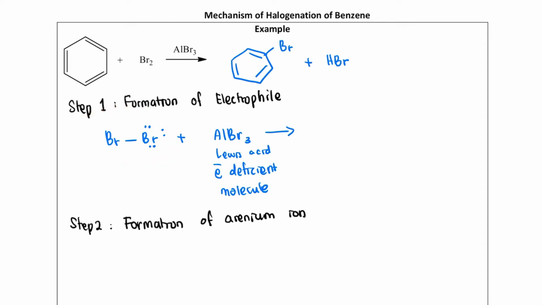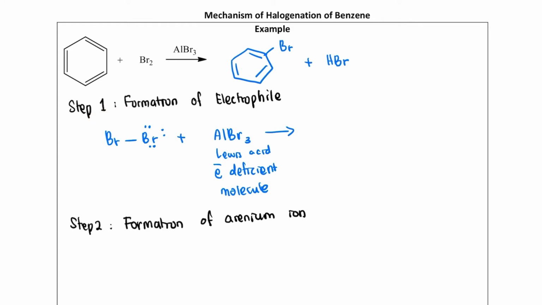Because this bromine molecule ialah ini Br, ini Br. So they have the same electronegativity. So distribution of electron tu evenly, sesama. Okay, AlBr3 ni akan menyebabkan distribution of electron dalam Br2 tu jadi tak evenly. Okay, that means dia akan menyebabkan bromine ni polarize.